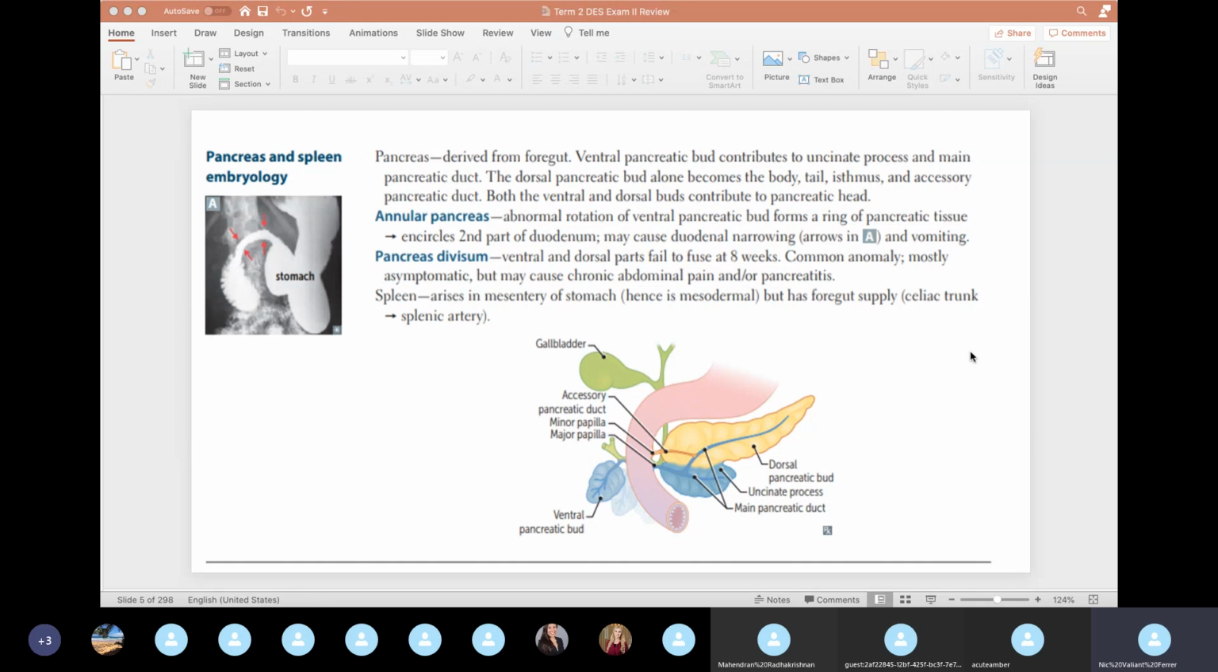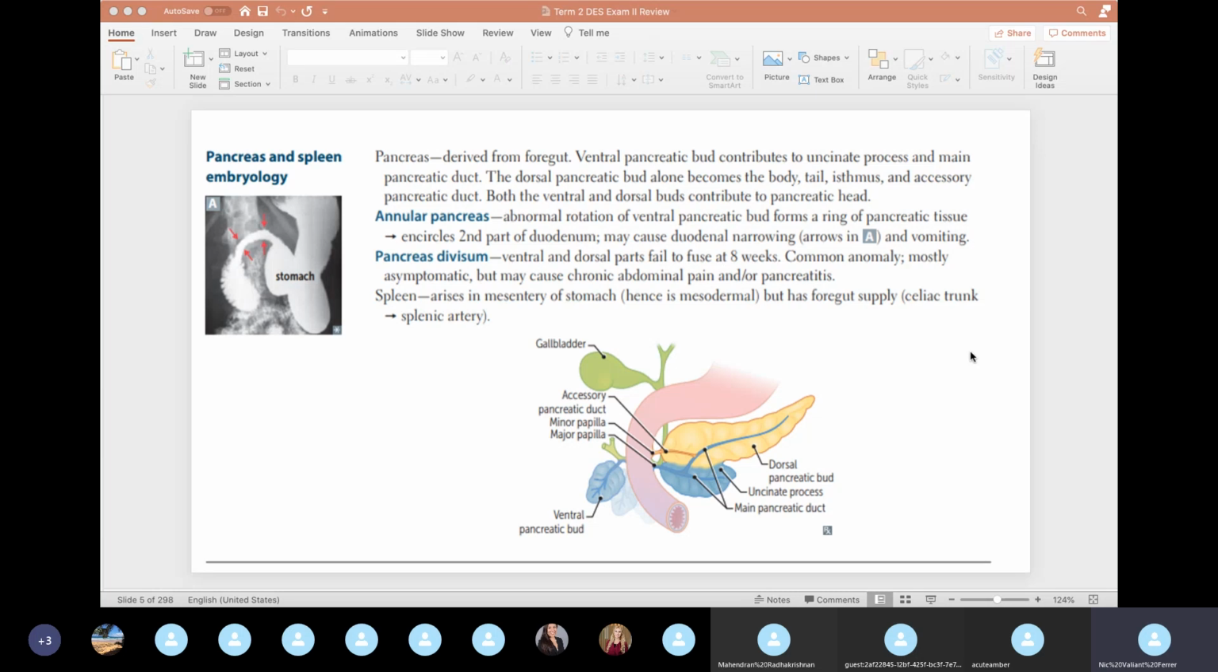Now contrast this one with your pancreas divisum. This is low yield, which is when the dorsal and ventral parts of the pancreas fail to fuse at 8 weeks. This is the most common though, right? However, this is asymptomatic, okay? You cannot have vomiting here, right? But this may cause chronic abdominal pain and or pancreatitis, okay? So annular pancreas, what is it? Abnormal rotation of your ventral pancreatic bud. It fails to fuse with the dorsal pancreatic bud, which forms a ring of pancreatic tissue around where?